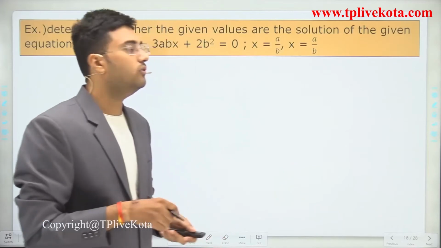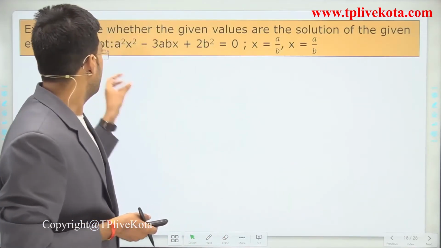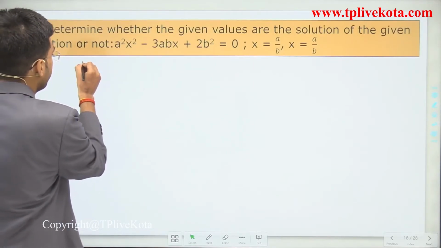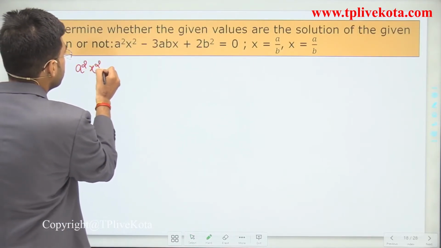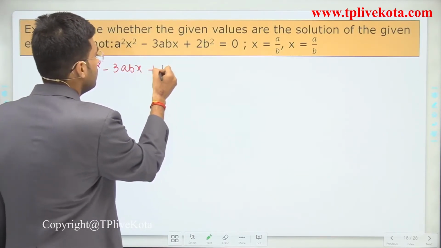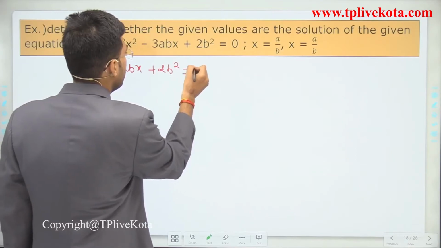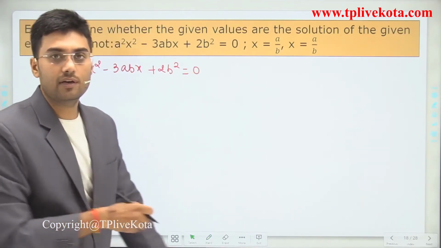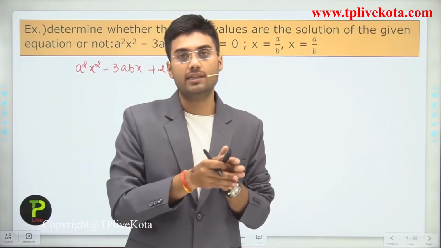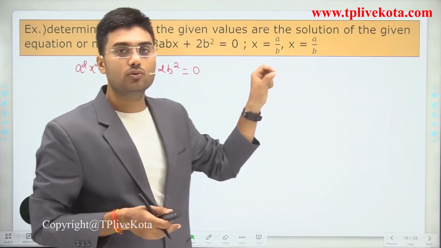Now, after this, let's move to the examples, and the first example is: determine whether the given values are the solution of the given equation or not. Here we have the equation a square x square minus 3abx plus 2b square equal to 0. This is the given quadratic equation, and we have two values of x. We have to check whether these are the roots or not.